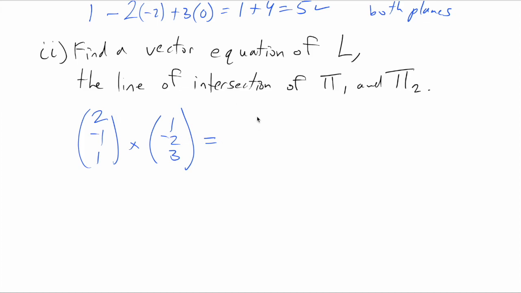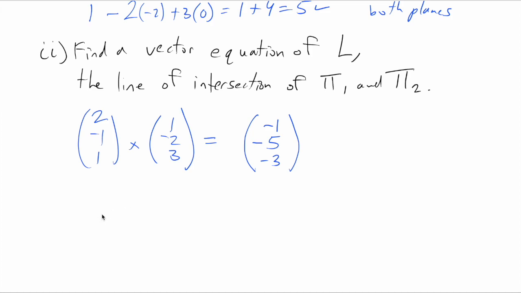Okay, to get the cross product, I stick a negative here and I do this crisscross thing. Negative 3 minus negative 2, that's negative 1. Then we have 6 minus 1 is 5. And lastly, we have negative 4 minus negative 1, which is negative 4 plus 1, which is negative 3.